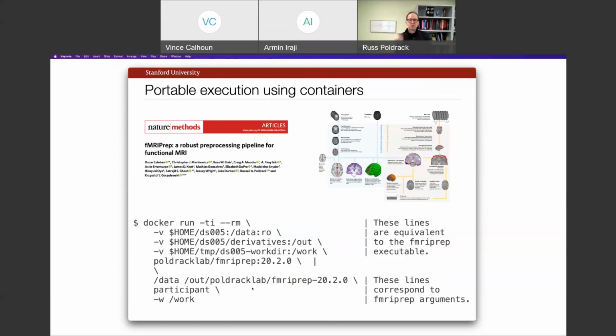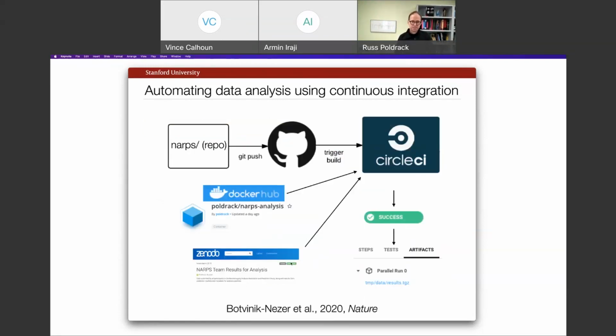So now you can rerun fMRIPrep 20.2.0, modulo places where random seeds might come into play. You can pretty much get the exact same outputs. And it is true that random seeds actually do have an effect here in some cases. One of the things we'd like to have ultimately is a fully automated way to go from code and data to results.